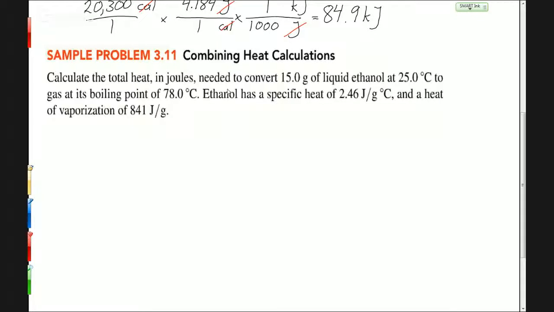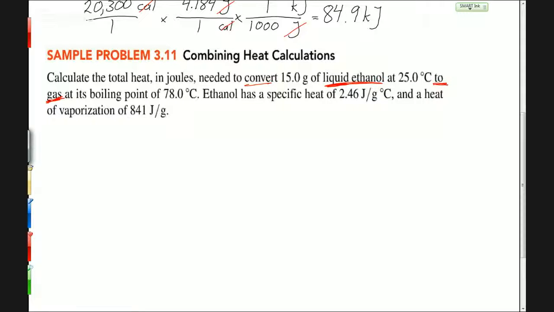So let's look at a couple key words here. First of all, convert. Convert tells you that there's some change going on. We're not simply heating or cooling something, we're changing it. In this case, it's a physical change. We're converting that ethanol to a gas. So we're converting liquid ethanol to gas, which means that there is a phase change happening here.